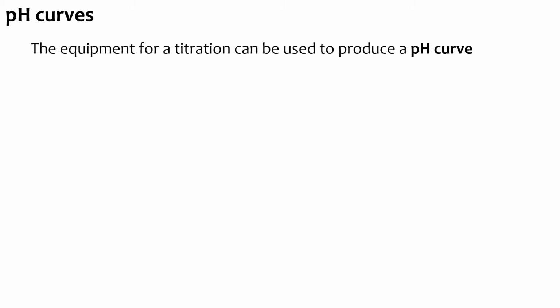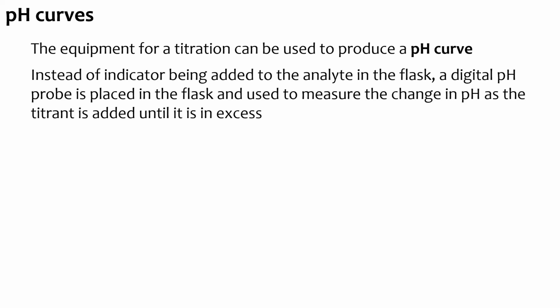So moving on to look at pH curves now that we had a bit of a recap of titrations. The equipment that we use for a titration can be used or adapted to produce a pH curve. So instead of indicator being added to the analytes in the flask, a digital pH probe is placed in the flask instead and used to measure the change in pH as the titrant is added until the titrant is in excess. So we go past the end point of the reaction and we keep adding and we record the data.